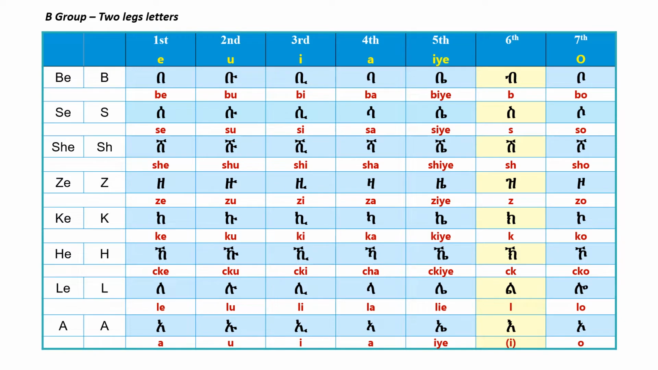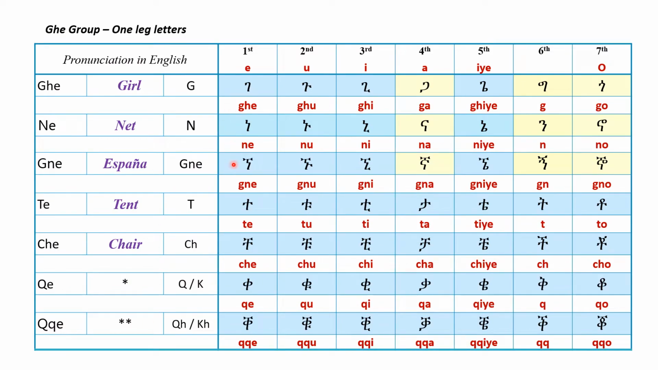In the previous lessons, we have learned Be, Se, She, Ze, Ke, He, Le, A, Ge, Ne, Nye, Te, Che, Ke, Qe. Te, tu, ti, ta, tie, t, to. Che, chu, chi, cha, chie, ch, cho. Ke, ku, ki, ka, kie, k, ko.